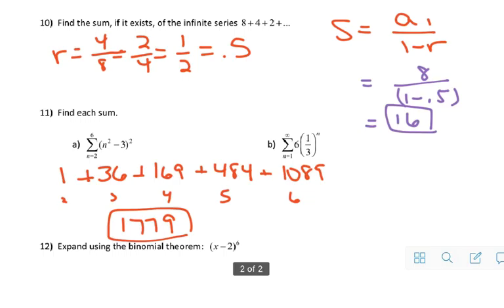Well, let's look at this the long way first. I could find the first couple of terms in the sequence. 6 times 1/3 to the first power is going to be 2. 6 times 1/3 to the second power is 2/3. 6 times 1/3 to the third power is going to be 2/9. 6 times 1/3 to the fourth power is going to be 2/27.